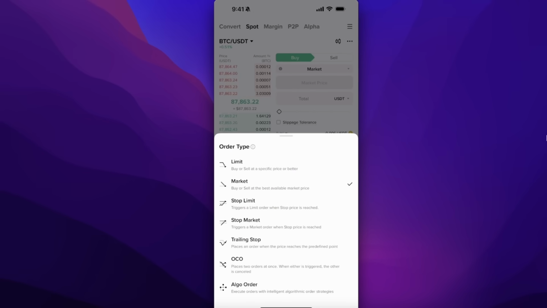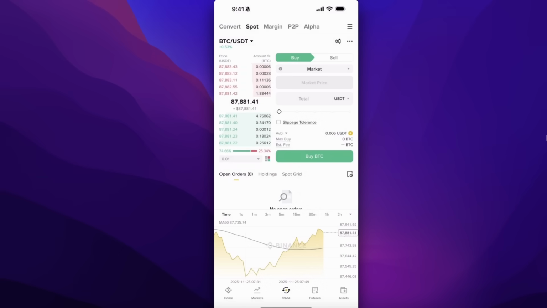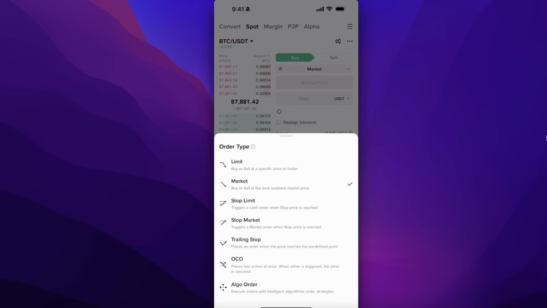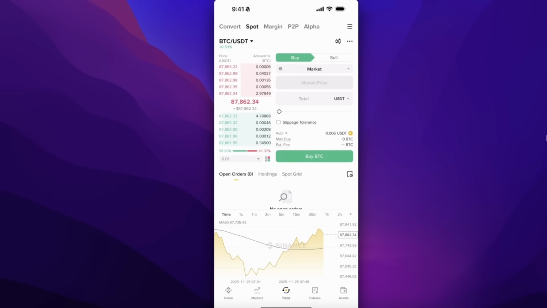You guys can see that there are different order types. When it comes to market orders, you buy and sell at the best possible price at the available time. So market orders are always going to be executed because you're buying or selling at market price. Above that, you have limit orders in which you are allowed to sell at a specific price. Then you have OCO and algo as well.